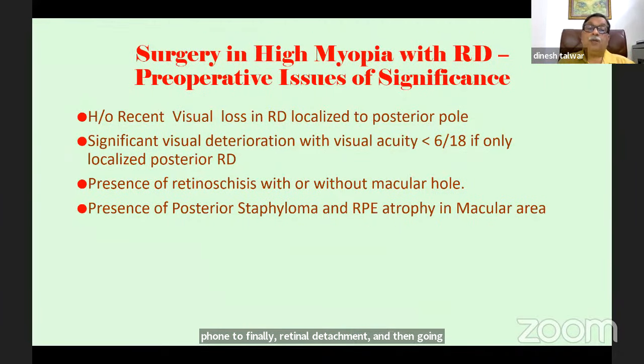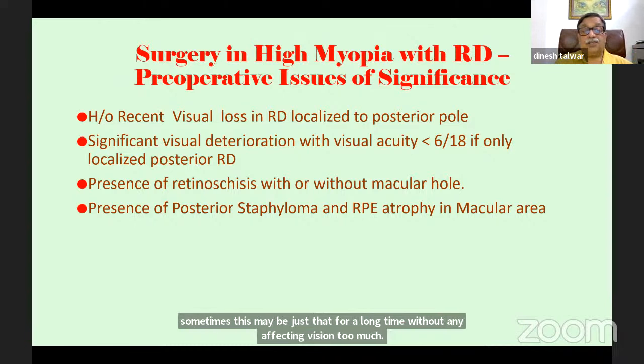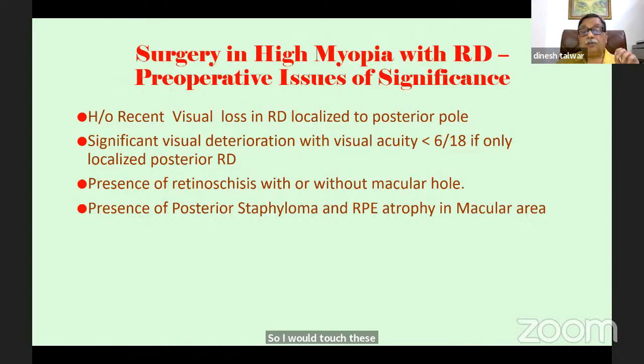The important things to keep in mind when you're dealing with a retinal detachment with high myopia is, one, is there a history of recent visual loss with an RD localized to the posterior pole? Because sometimes this may be just there for a long time without really affecting vision too much. So I would touch these cases only when there's a significant visual deterioration, with a visual acuity less than 6/18, in cases which have a localized posterior RD. If the vision is say 6/12 or better, it's better not to touch these eyes, especially when there's a lot of retinal degeneration in these cases.